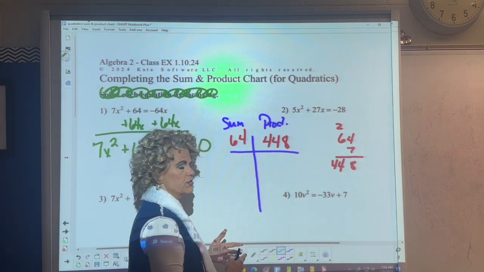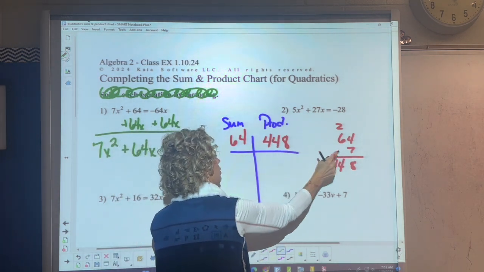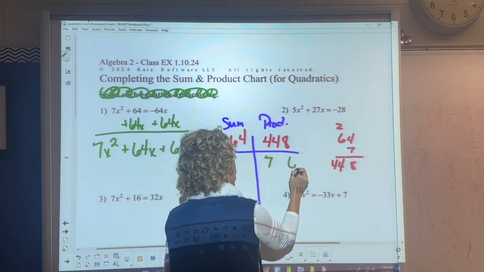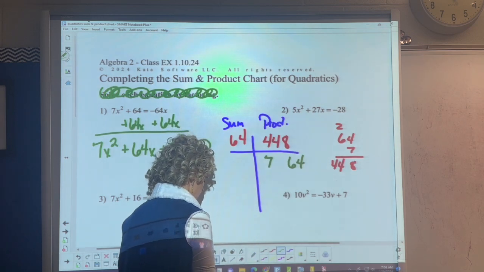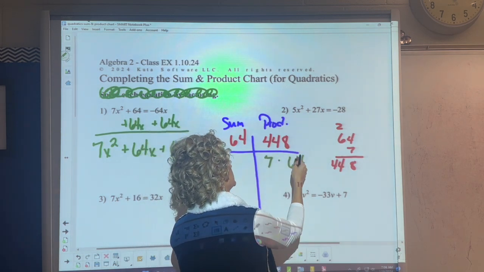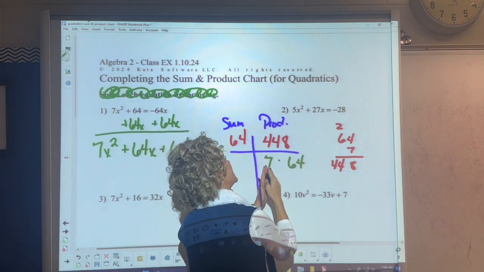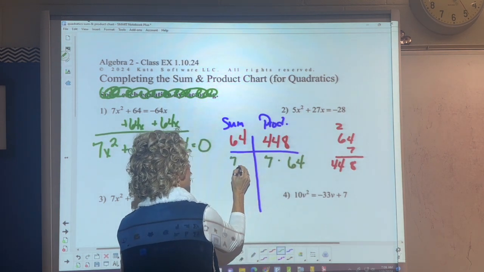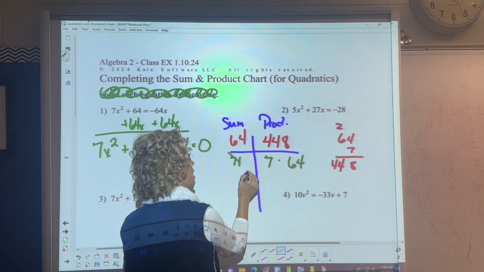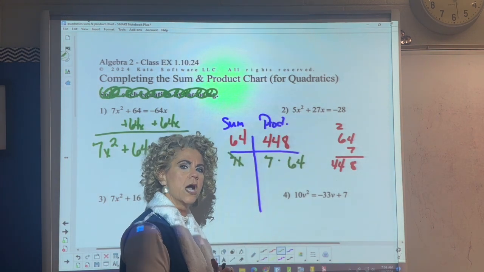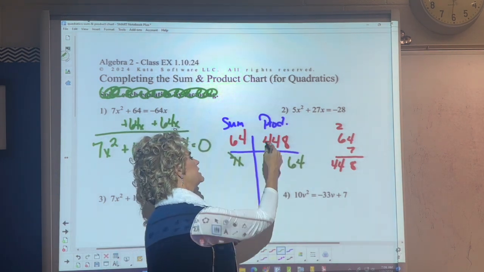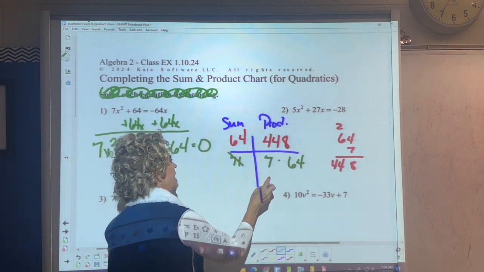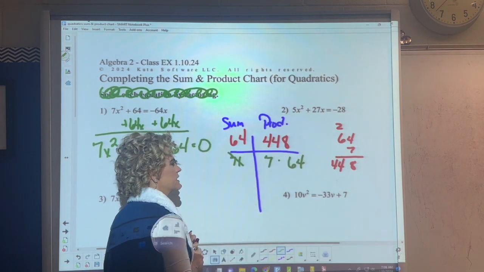So I always start, I don't know why, with what I multiplied. I always start with my values of A and C. 7 times 64. Okay, we multiplied those. 7 times 64 is 448. But 7 plus 64 is 71. 71 does not equal 64. That's not going to help me. So I need to get other alternatives. I need to start factoring. Whatever it is, their sum needs to be 64.